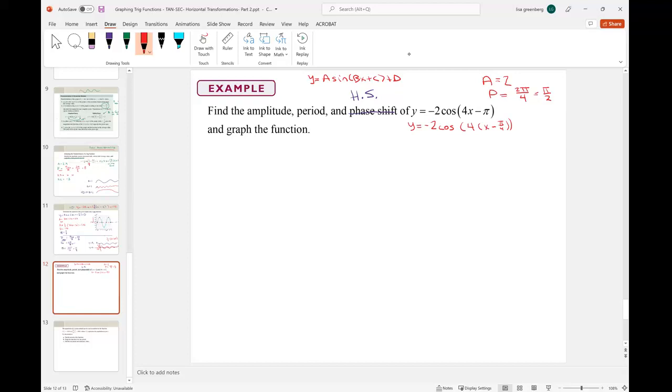So I'm going to factor out the 4, and now I can find my horizontal shift. And what's my horizontal shift here? Right, pi over 4. Exactly, pi over 4 to the right. Or in the other form, you would say positive pi over 4.